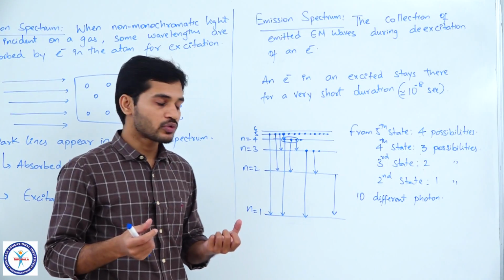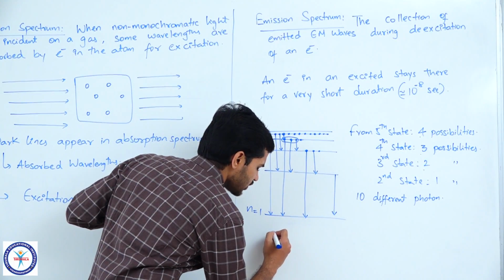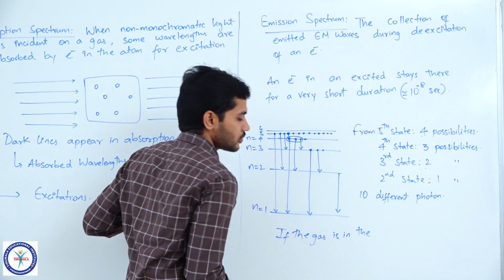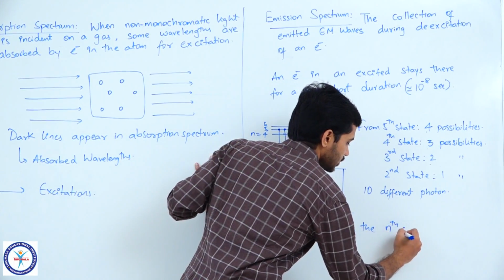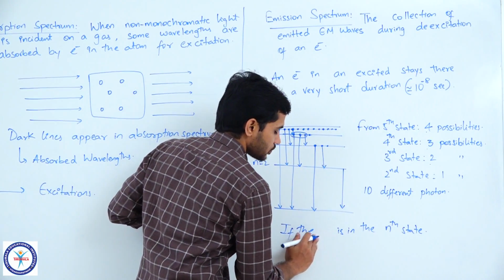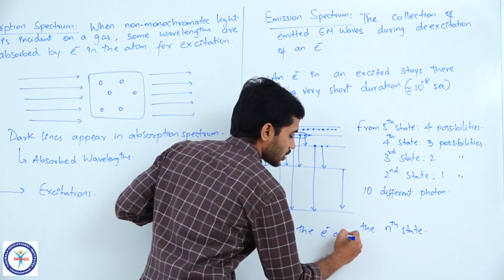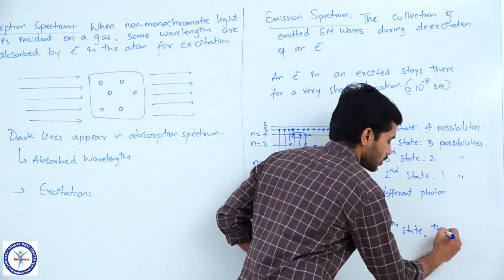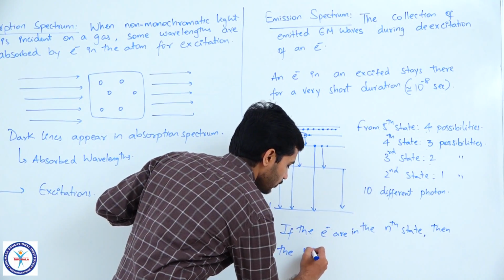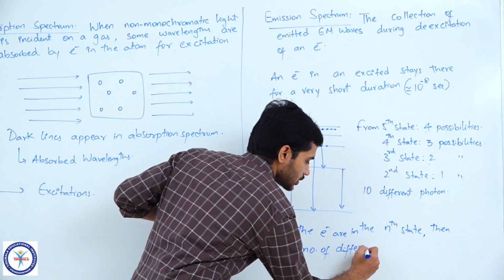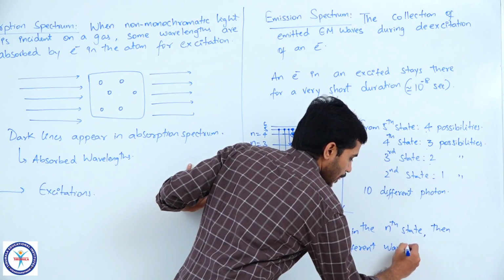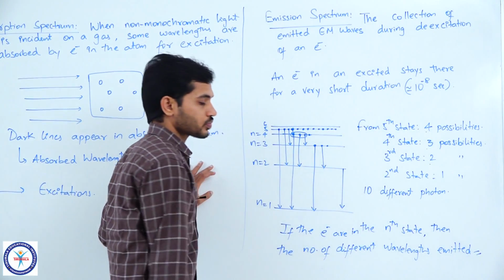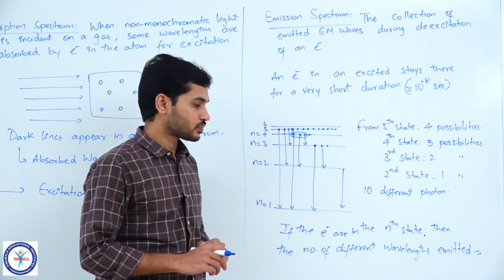So we can also generalize this into a formula. If the gas is initially, if the electrons are in the nth state, so now you can easily answer, then the number of different wavelengths emitted is equal to... So try to think about that. I'll just discuss now. So let's see.